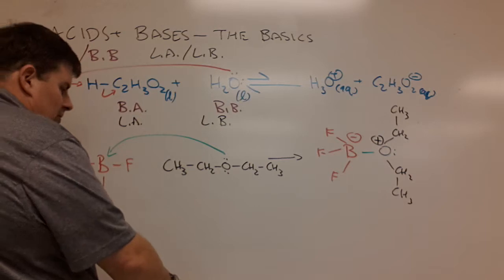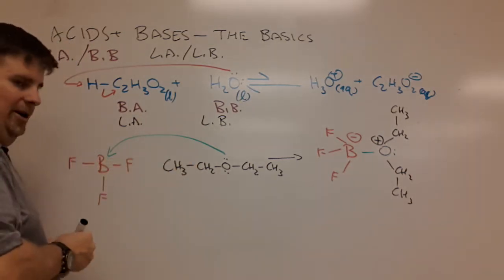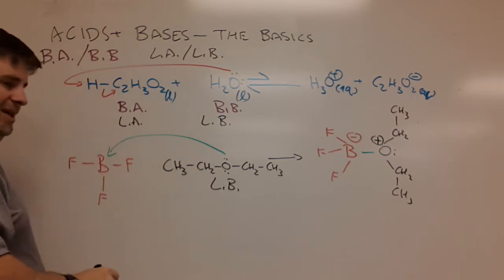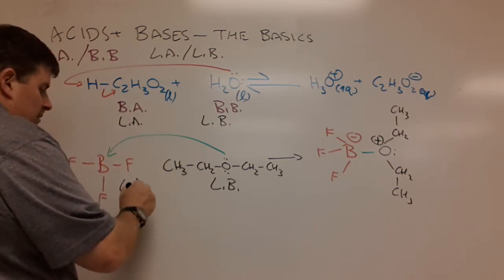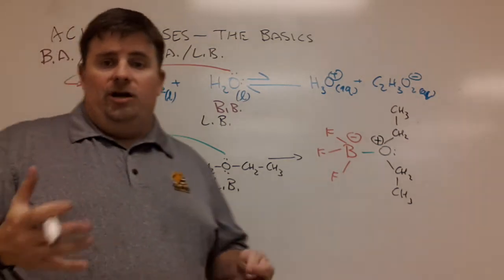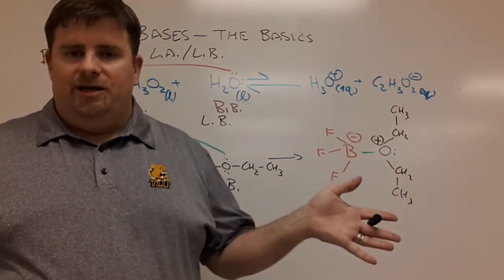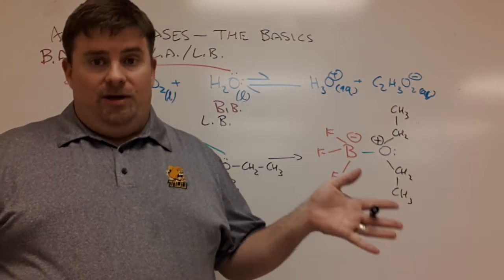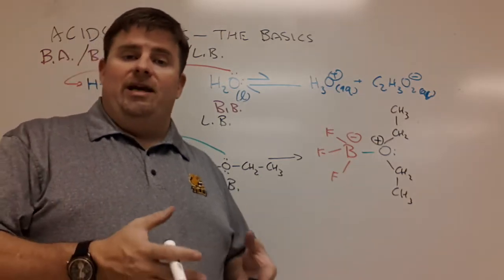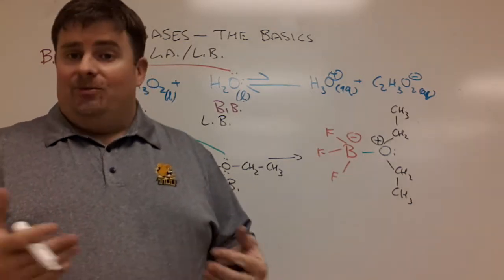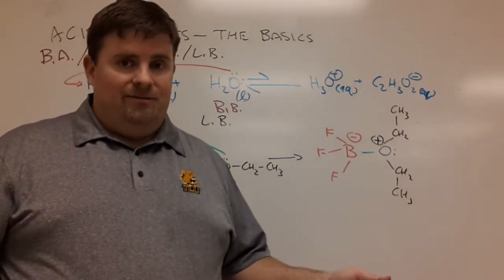Since this donated electrons over this way, it's considered a Lewis base. And since this one accepted electrons, it's a Lewis acid. But they're not Bronsted acids or Bronsted bases because there's no hydrogens to give or accept. Okay? So as a result, I can have Lewis acids and Lewis bases without hydrogens, but I can't have Bronsted acids and Bronsted bases without hydrogens.